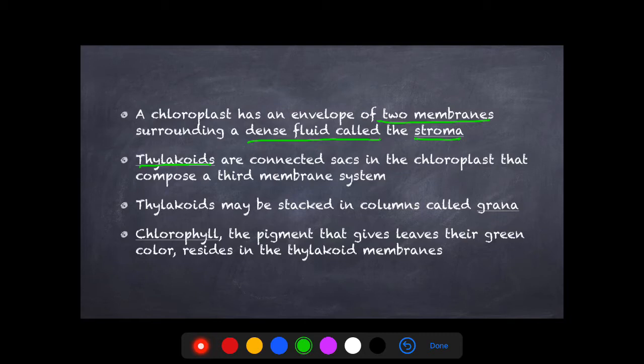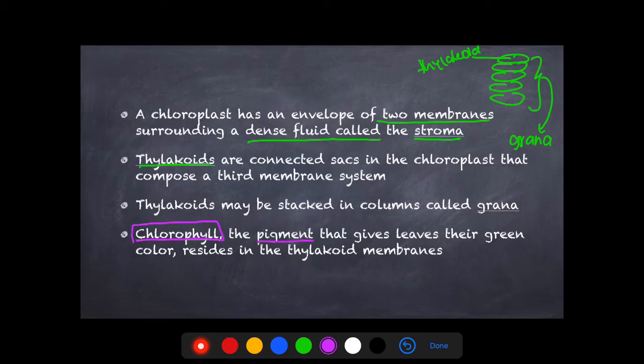There's also something called a thylakoid, which are sacs that are connected together, and they form another membrane inside of the chloroplast. So the thylakoids kind of look like stacked membranes. Each of these sacs is called a thylakoid, but together this is going to be called the grana or the granum.